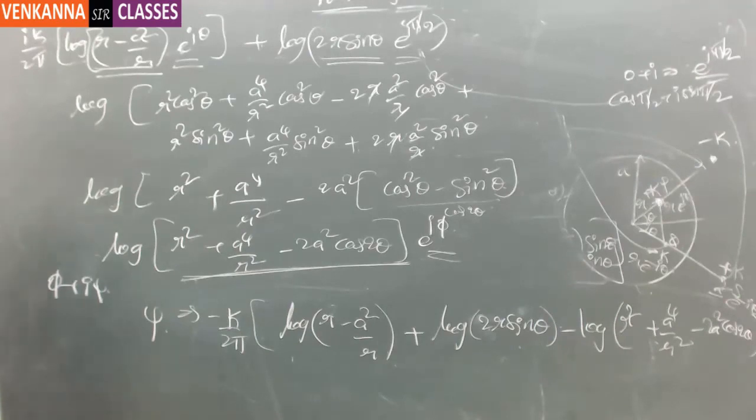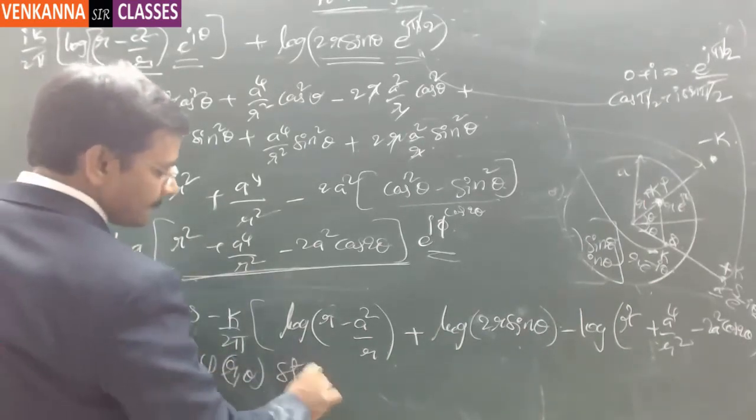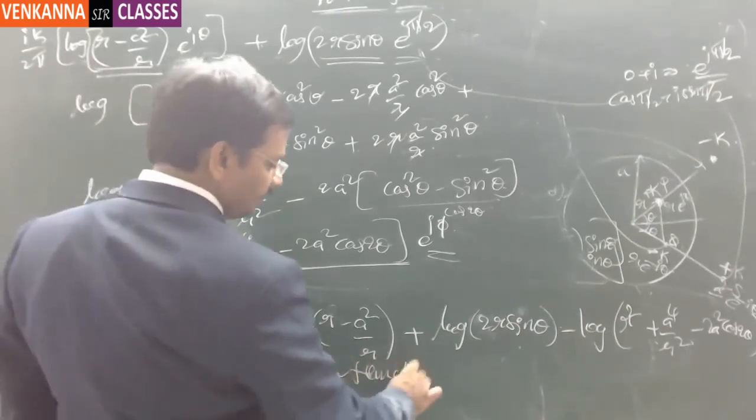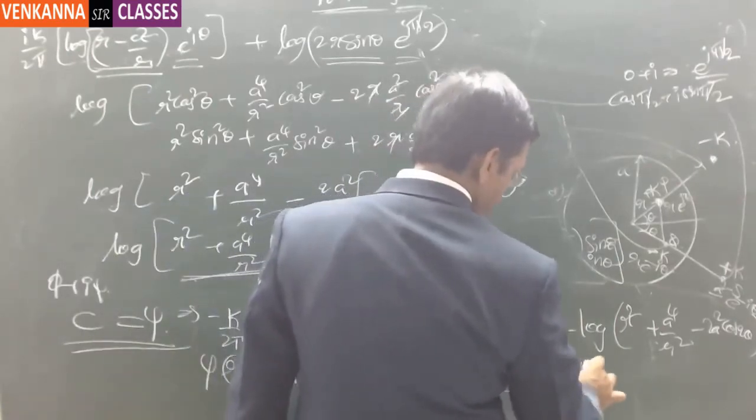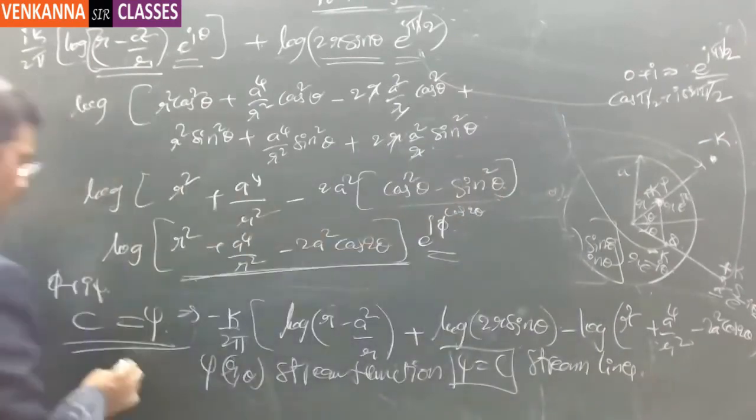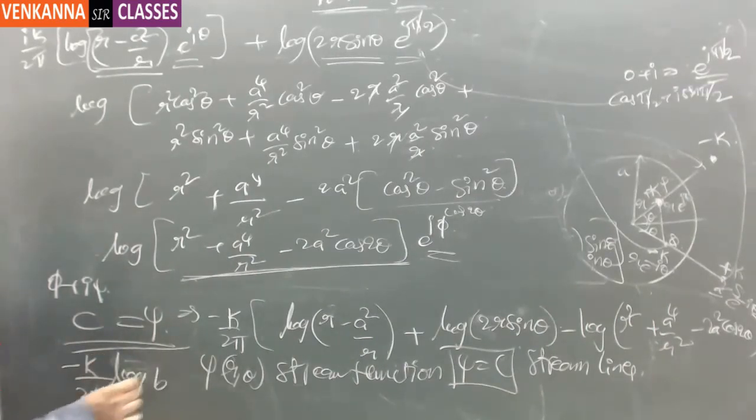Great. So once you get this one, this is nothing but the stream function equation. This will decide the flow direction. So if phi is equal to constant, this will be the streamlines equation. As I told you, phi of r comma theta is the stream function, and phi equal to constant will always give the streamlines. Now I will be equating this to some constant. That constant I take is minus k by 2 pi times log b.